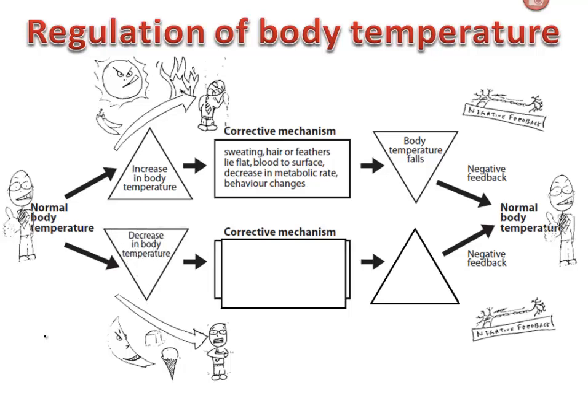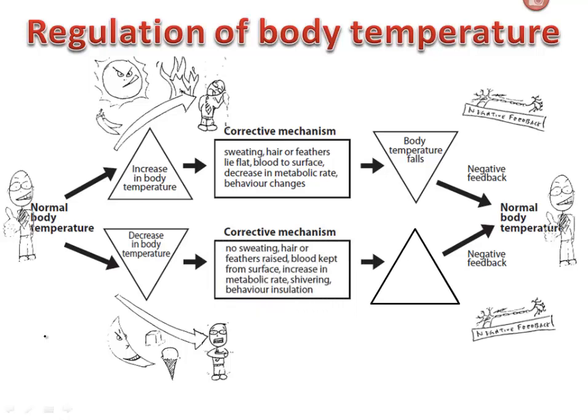If you have a decrease in body temperature, these are some of the corrective mechanisms. Sweating should stop. Hair becomes raised. And when your hair becomes raised, as I was referring to before, the hair being raised will trap a layer of air. And that layer of air being trapped actually helps to decrease the amount of heat that's being lost in the body. So air is actually a very good insulator.